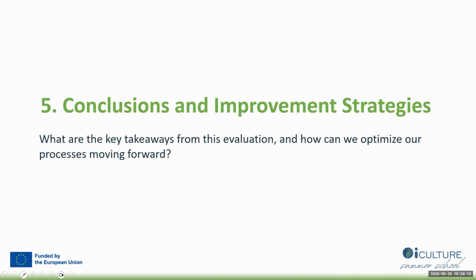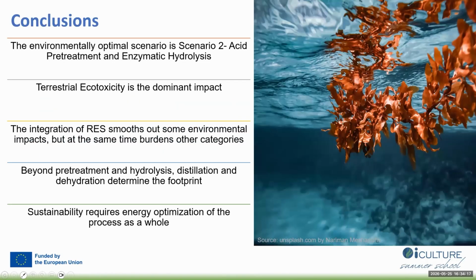This brings us to the final section of the study, our key conclusions and improvement strategies. Looking at the overall evaluation of this marine biorefinery system, we can summarize our core findings into 5 key points. First, the environmentally optimal scenario is scenario 2, which combines acid pretreatment with enzymatic hydrolysis. As we demonstrated during the initial staging analysis, this process pathway achieves the highest bioethanol yield while minimizing net environmental damage.